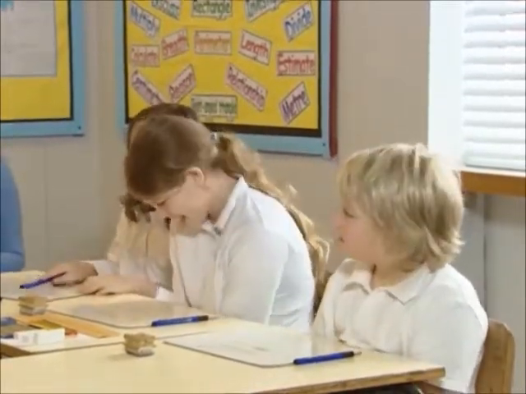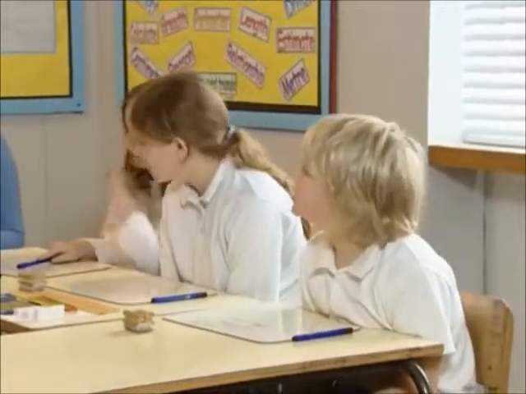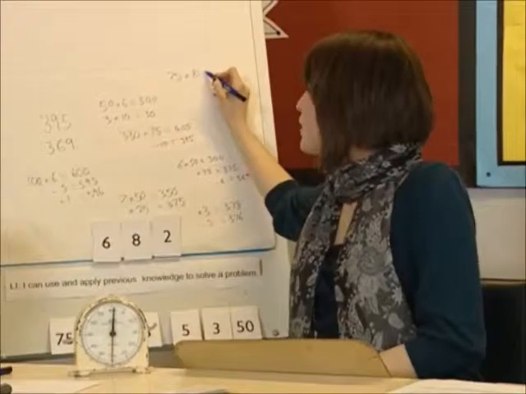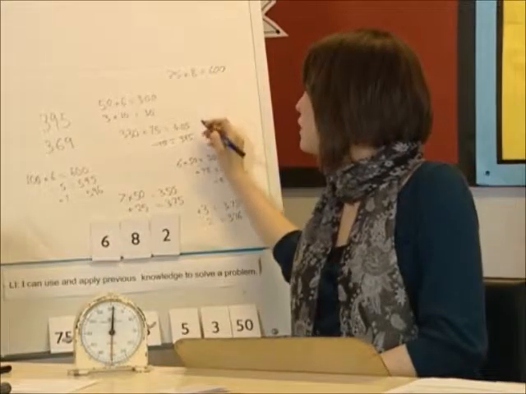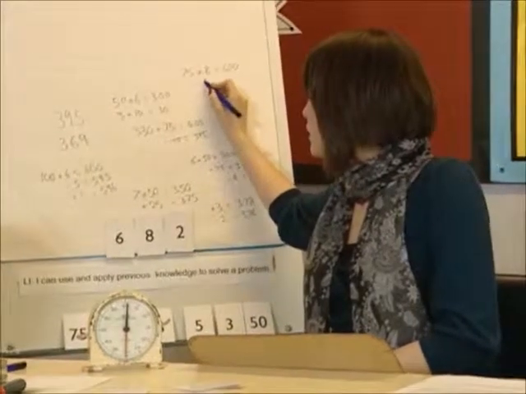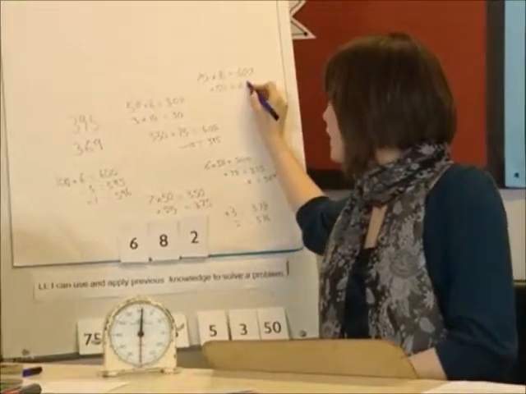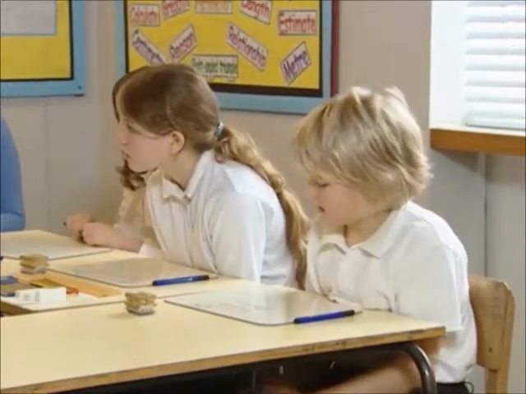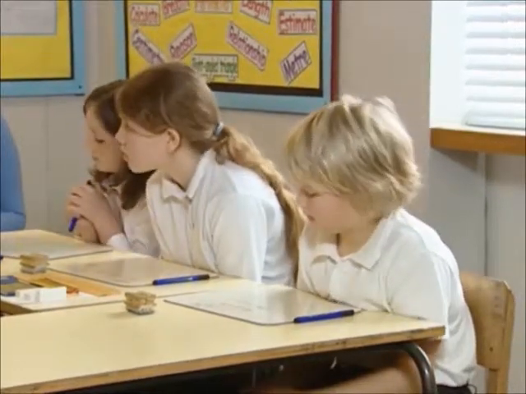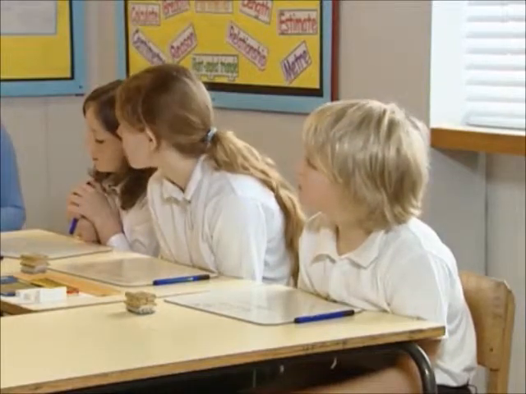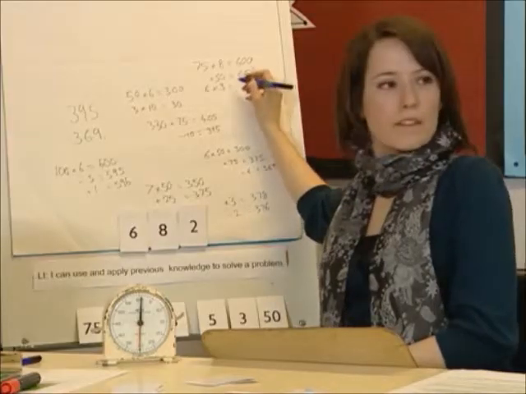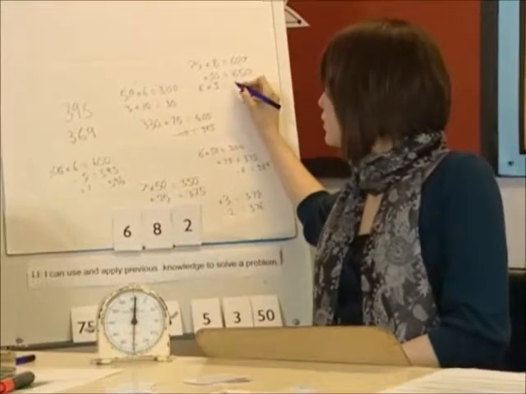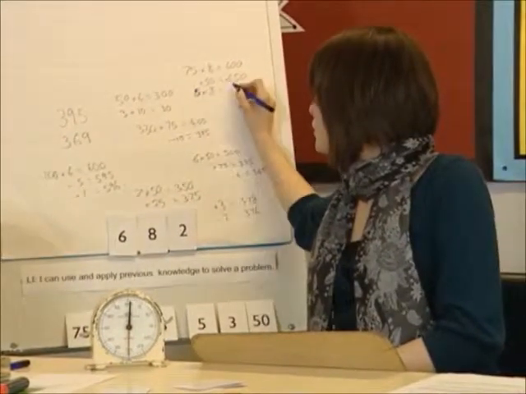75 times 8 equals 600. Then we added the 50, which equals 650. Then we did 5 times 3, which is 15, and then we added that, which is 665. So 5 times 3 gave you what? 15 each, and then we added that, which is 665.